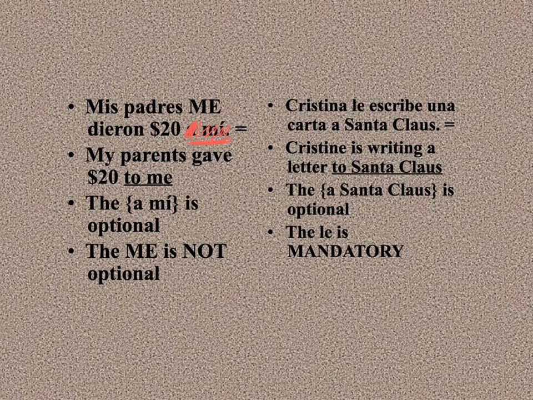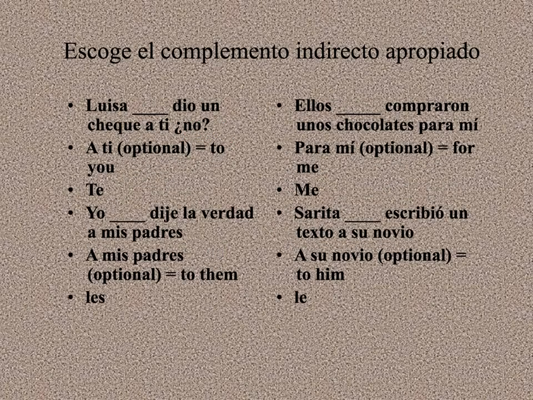Okay? Another example. Cristina le escribe una carta a Santa Claus. She's writing a letter to Santa. A Santa Claus, yeah, it's for clarification. It makes the sentence a little bit more clear, but it's optional. The le, the to him, to Santa, that has to be in your sentence. Must be. All right, so if you had to choose, hopefully you would understand what we're doing here. Luisa gave a check to you. See that a-t, to you? Okay, the pronoun that matches with to you is te. That's what I fill in there, and it goes in front of my conjugated verb. That's my conjugated verb, so I put it in front.